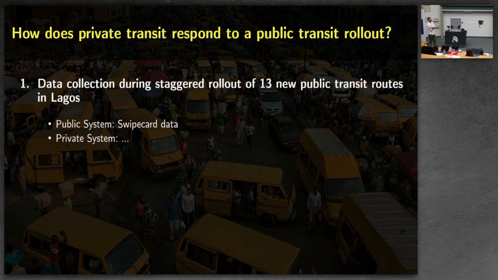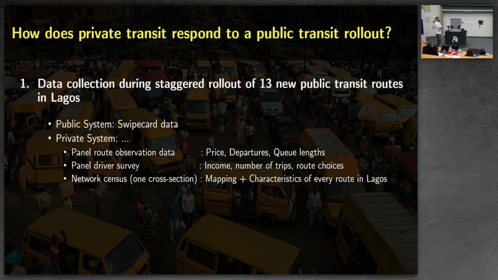bus routes. To measure what was going on, looking at the public system was kind of fine. We could use swipe card metadata, so we could see what was happening on the public system. But in the private system, we're completely blind to it. By nature of being informal, there's no administrative data that can tell us about it. So we had to collect a bunch of our own data.